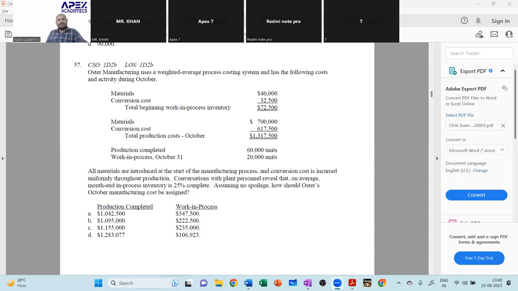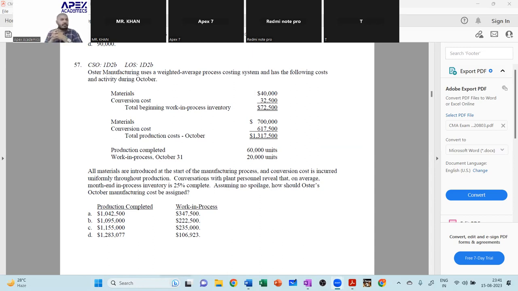Oster Manufacturing uses a weighted average process costing system, and it has the following cost activity during October. We are looking at October. October started with respect to materials having a 40,000 cost and a conversion cost of 32,000. But this was restricted only to the opening WIP. This was not at all related to anything else. Fair enough. Now pay attention.